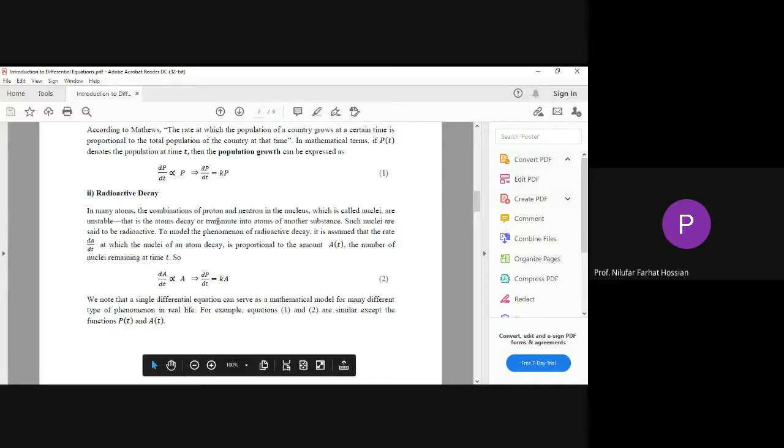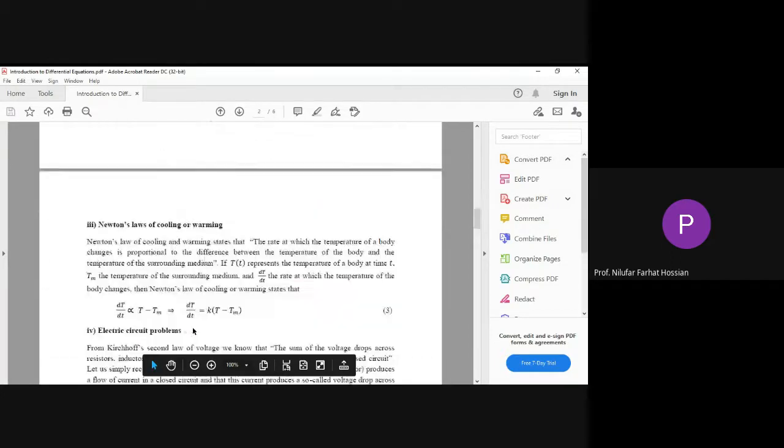So we note that a single differential equation, dP by dt equal to kP, dA by dt equal to kA, exactly the same equation can serve as a mathematical model for different types of phenomena in real life. For example, equations 1 and 2 are exactly similar except for the functions P(t) and A(t). Similar type of differential equation.